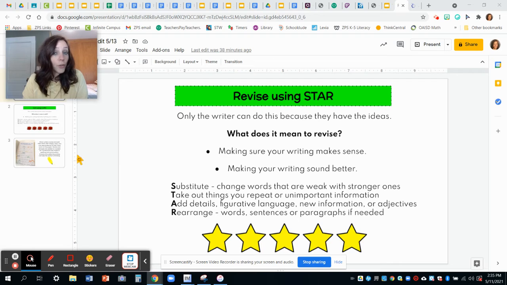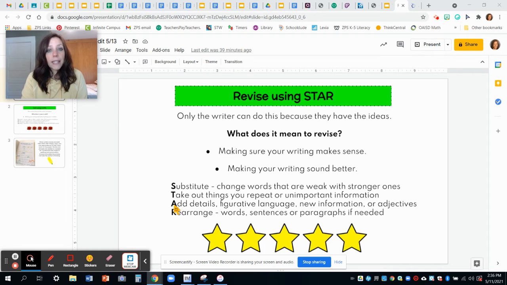How do you do that? You use those letters, like I said, STAR, and that's an acronym. So each letter stands for something else. If you look about halfway down our slide, you're going to notice the STAR word right here, right? The S stands for substitute. So that means you're going to change words or phrases that are maybe weak, and you want to add something that's stronger. You're also, the T, going to take out things that you repeat, or maybe information that's really unimportant. It doesn't need to be there. It's just kind of like filler. And you think, oh, that's just kind of me going on and on. It doesn't really need to be there. So take it out, right?